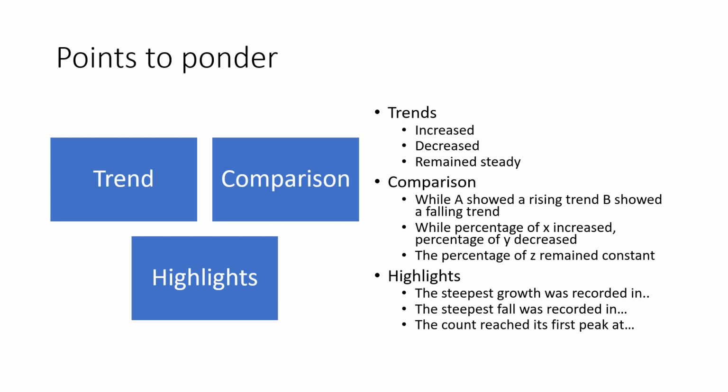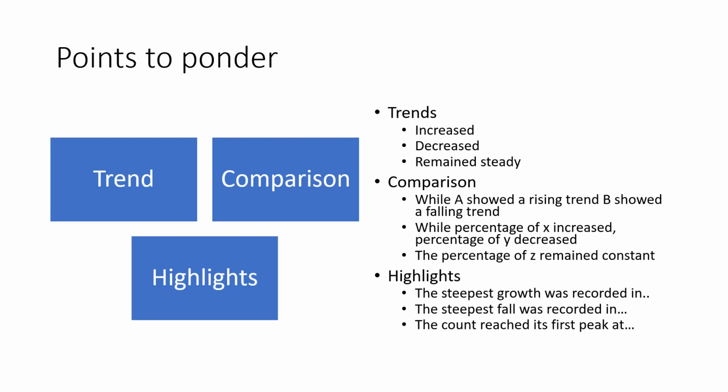While A showed a rising trend, which there should be a comma after trend, B showed a falling trend. While the percentage of X increased, the percentage of Y decreased, the percentage of Z remained constant. So something has gone up or gone down or has remained constant. These kinds of comparisons can be drawn.